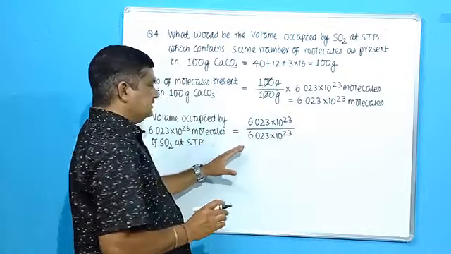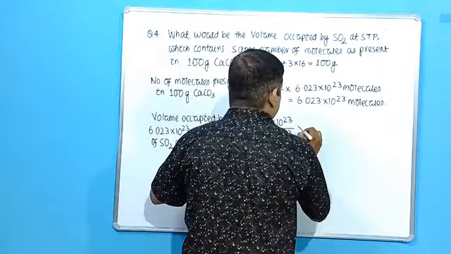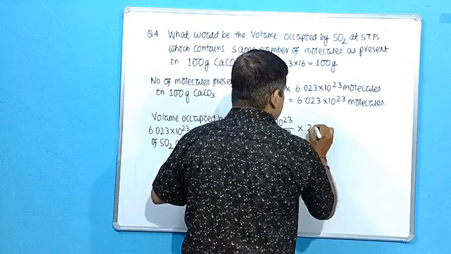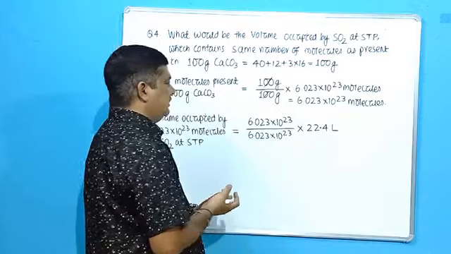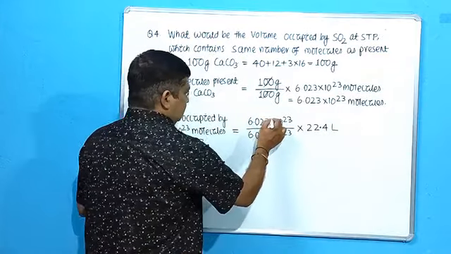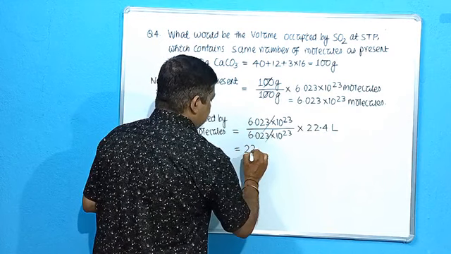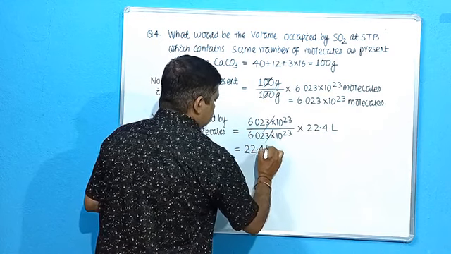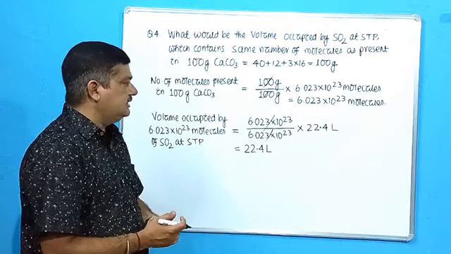That means this many molecules is 1 mole of sulfur dioxide, into molar volume. Molar volume is 22.4 liter. So these two will cancel out, and the volume occupied will be 22.4 liter. So this is one way, by using the formula directly we can solve it.